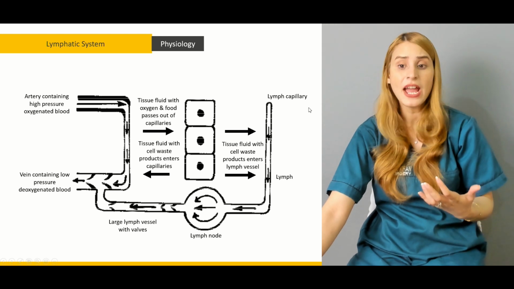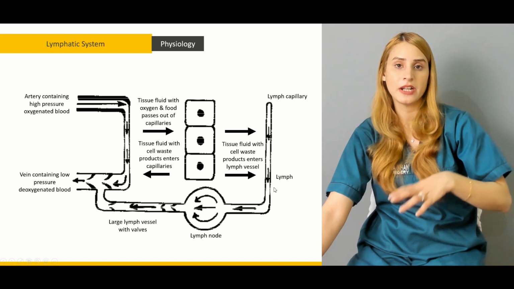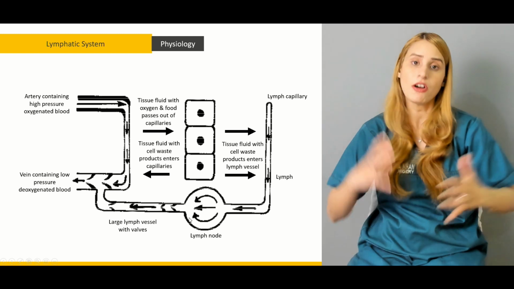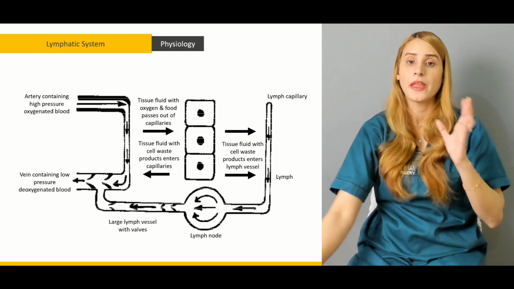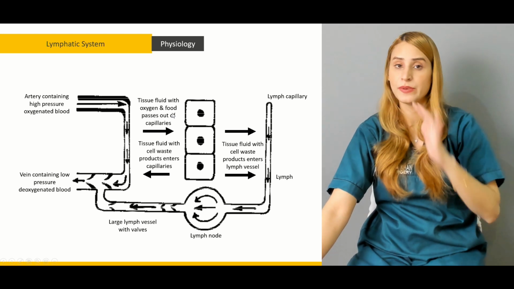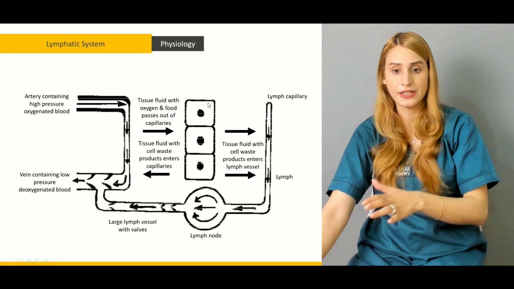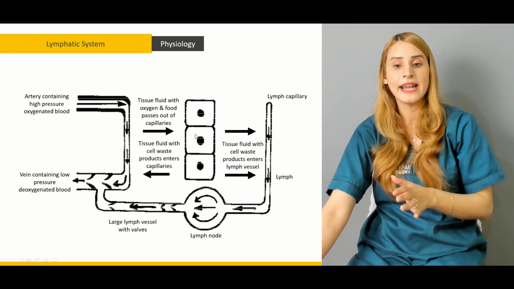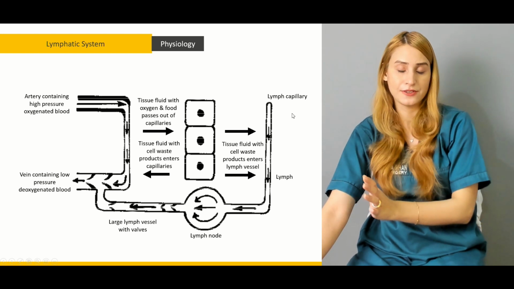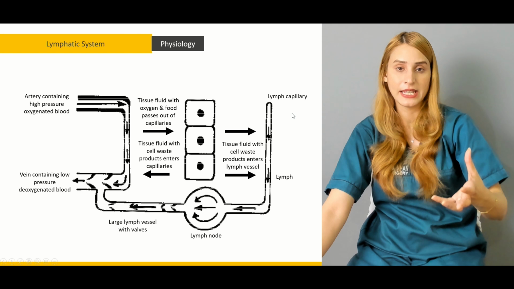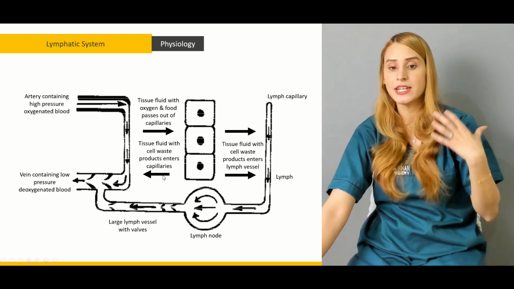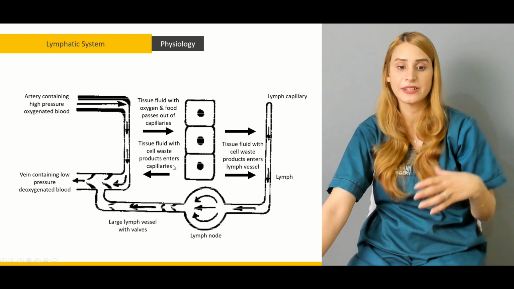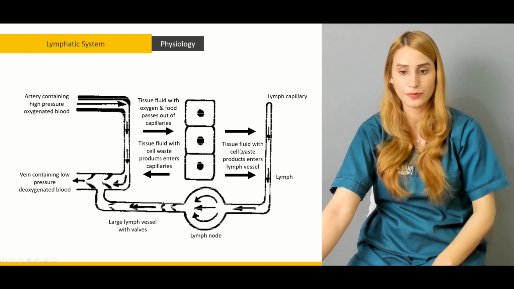This is the tissue, and this is the lymph capillary, and ultimately it goes to the lymph node, and there are the large lymphatic channels which enter into the veins. So the arteries bring the tissue fluid with the oxygen and the food to the tissues, and the plasma goes particularly to the lymphatic capillary, and the tissue fluid with the cell waste products enter the capillaries, and ultimately they go to the venous system.